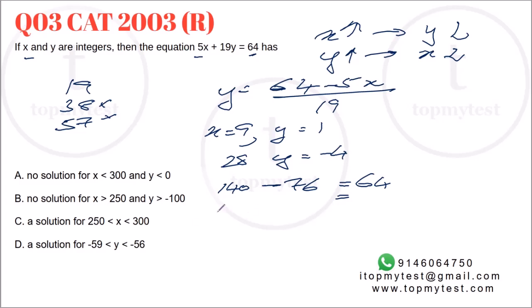9 minus 19 will be minus 10. So y should increase by the coefficient of x. 1 plus 5 will be 6. You can verify. Minus 10 into 5 will be minus 50. Plus 19 into 6 is 114. 114 minus 50 is also 64. So this is the broad way of solving this set of equations.